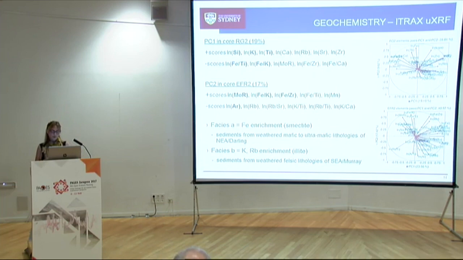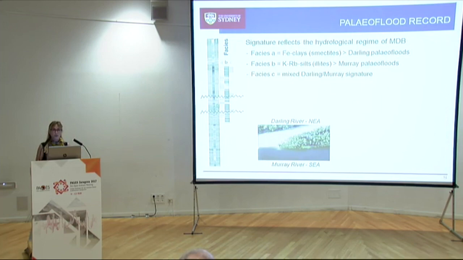So what we have here is a geochemical signature that reflects the hydrological regime of the Murray-Darling Basin. We've got facies A, which are the iron-enriched smectites, a proxy for Darling paleofloods, which are episodically overwhelming and overprinting on the background facies B sediments, which have a dominance of more clay, Murray River and southeastern Australian sources. In terms of facies C, they had a mixed geochemical signature, and we're interpreting these as exceptionally high-energy events that are interrupting the low-energy environment, and causing erosion of this fine-grained cohesive deposit, contributing to hiatus within the record, and then depositing its lag deposit on top.